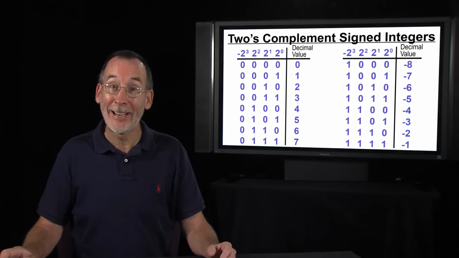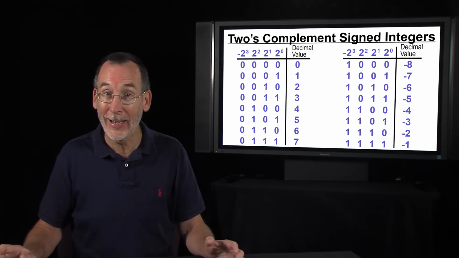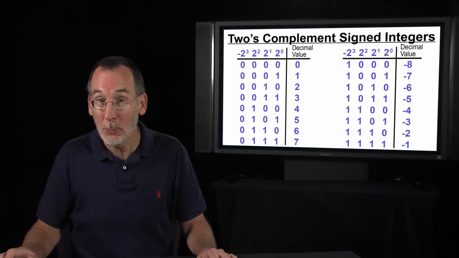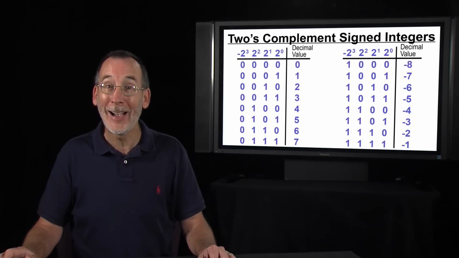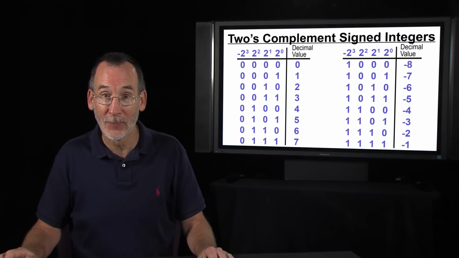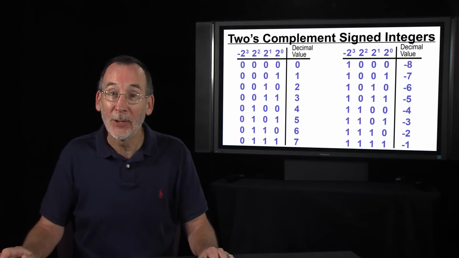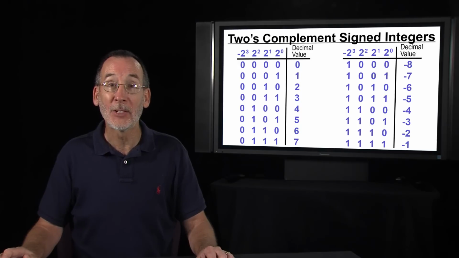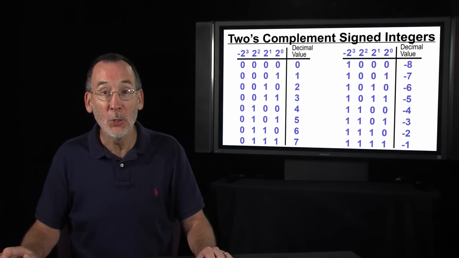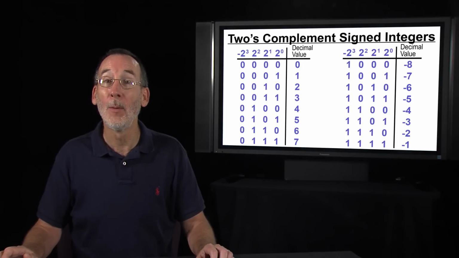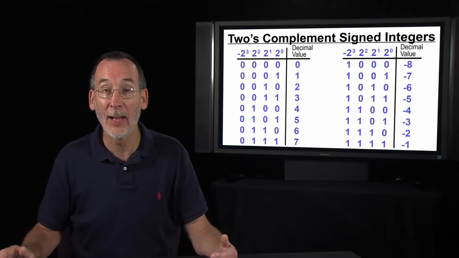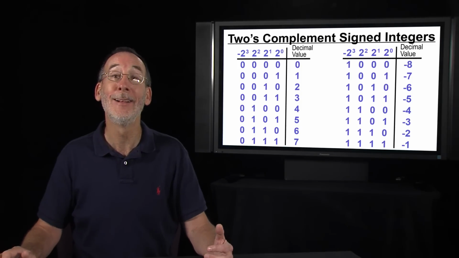The next value, again, has a 1 in the leftmost position. Every negative number in 2's complement will have a 1 there. Now we have a 1 in the rightmost position, so this is minus 8 plus 1, or minus 7 in decimal. Finally, the last value here is all 1s, so that's minus 8 plus 4 plus 2 plus 1, or minus 1. So no matter how long the binary value, if it's all 1s in 2's complement, that's minus 1.